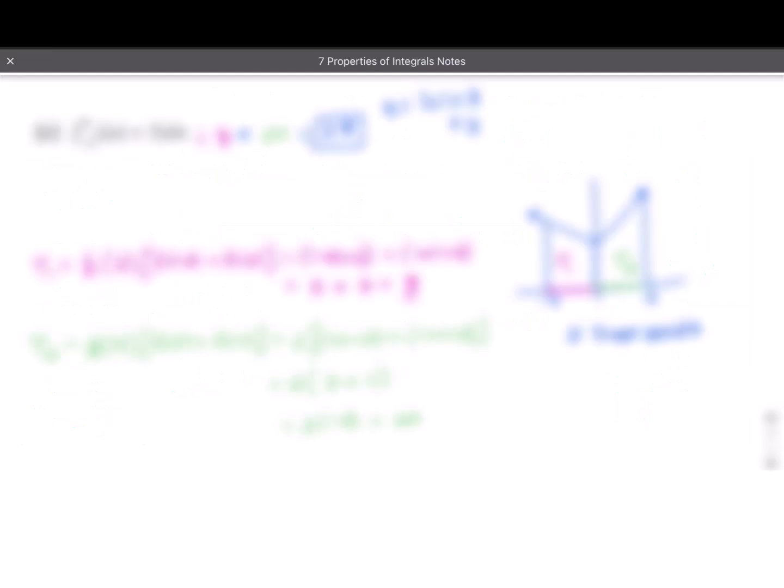All right, guys, there we go. We've learned some properties of integrals, and we practiced finding areas.